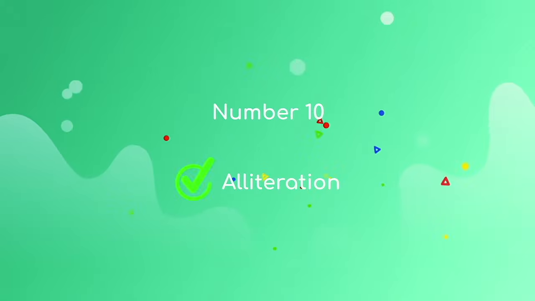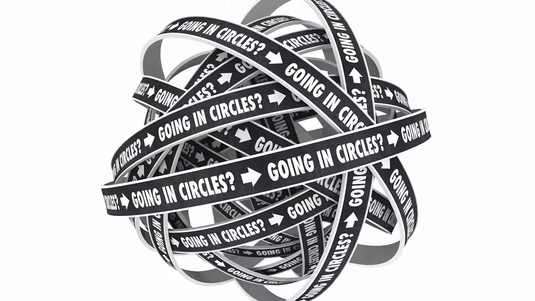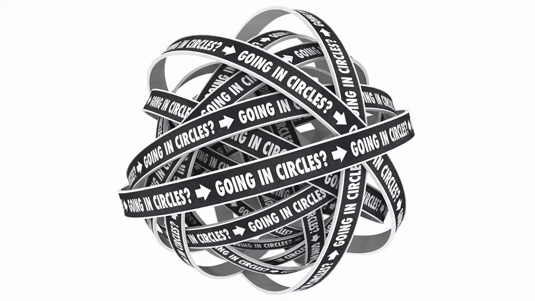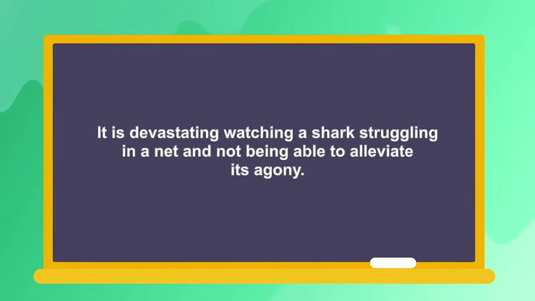Number 10. Alliteration. Alliteration is the repeating of sound at the start of words. This technique is useful because the repetition of sound will increase the chance that the reader will remember the point. For our shark example, here is a sentence that has two uses of alliteration. Shark struggling and alleviate its agony are perfect examples of how alliteration can be integrated into your work.